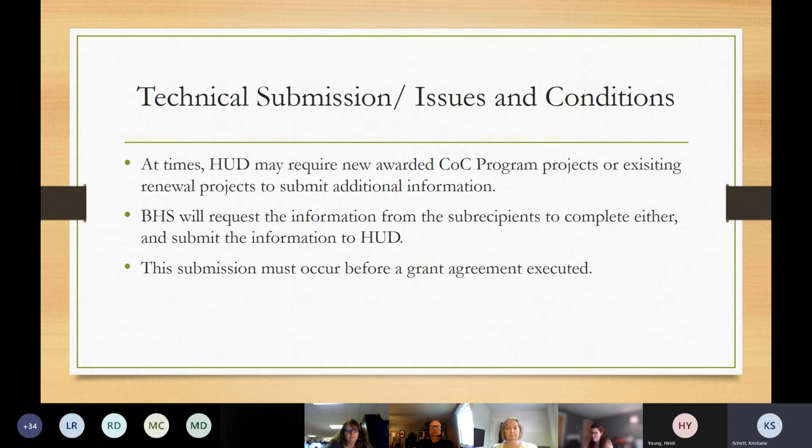Sometimes what may occur with new projects specifically is that when fair market rent changes, it will alter their budget, or they're looking for further information on how they're going to meet specific requirements of a HUD grant, such as connecting people with mainstream resources or employment services, things along those lines. So the Bureau of Housing Supports will work with subrecipient agencies to make sure that these issues and conditions of a project application are met and that it is approved by HUD. And this submission has to be completed before a grant agreement is executed with HUD.